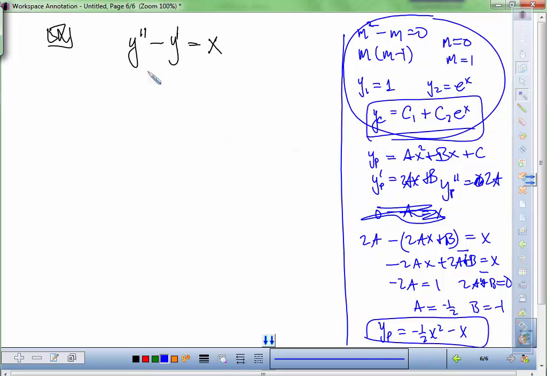What we're going to do now is do this problem using the variation of parameters and see if we get the same answer. And we're out of time, so we'll have to do that next time.